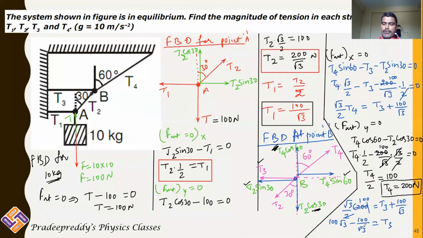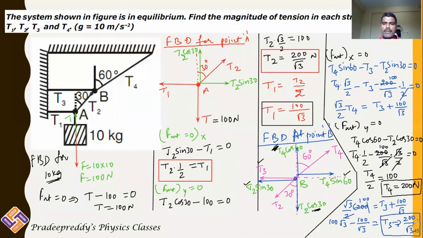Now root 3, if you take LCM, root 3 into root 3 will become 3. 100 into 3, it is 300. 300 minus 100 is equal to 200. T3 will be equal to 200 by root 3. This gives you 200 divided by root 3. So T3 value also we have obtained. It is 200 by root 3. That is the final value for T3.